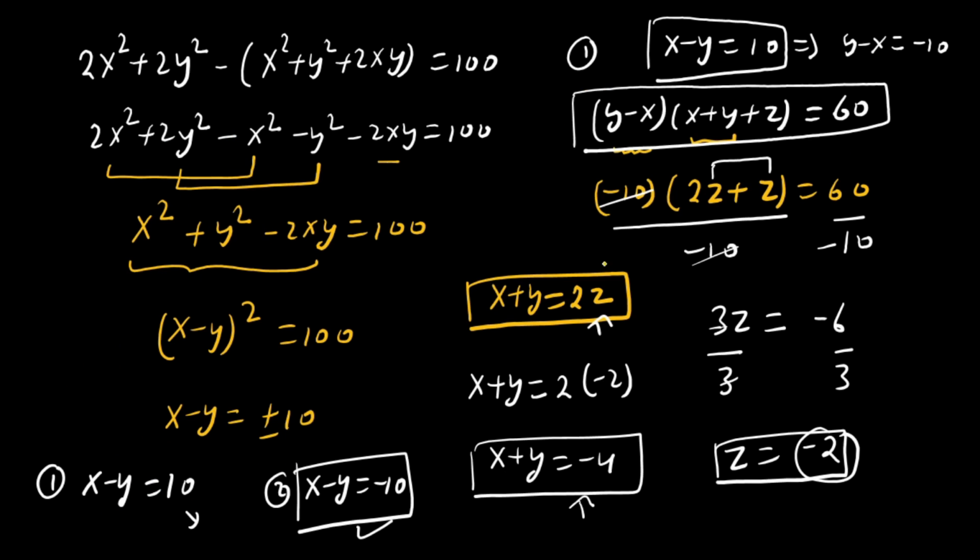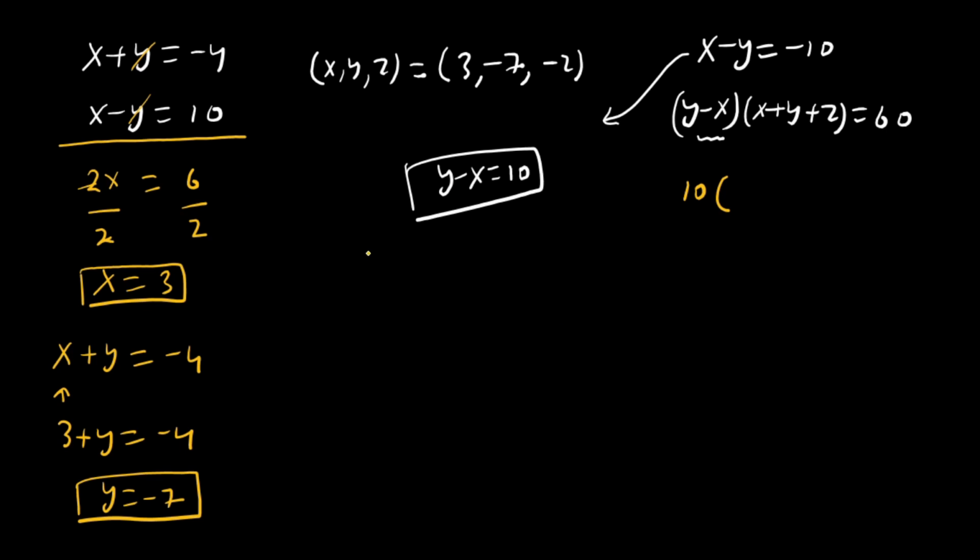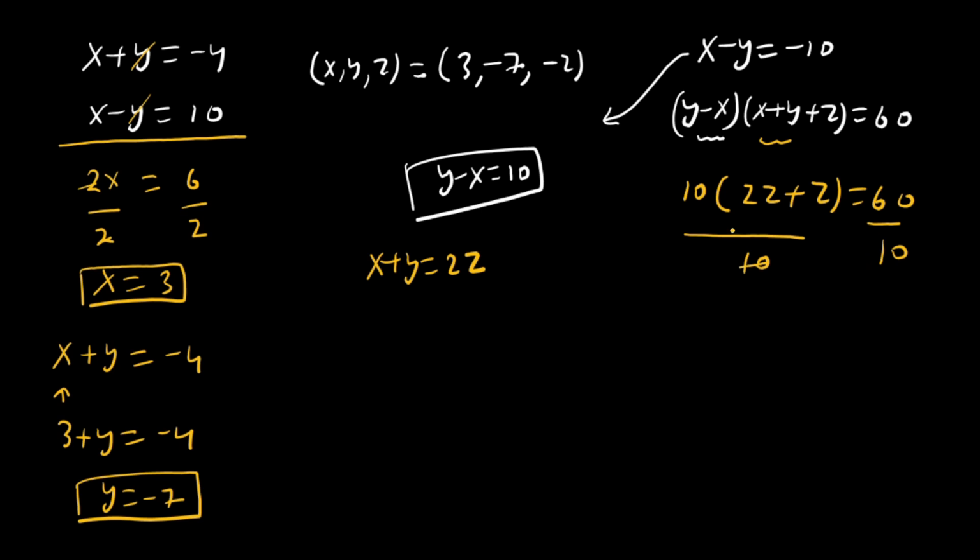And here we know that x plus y is equal to 2 times z, then this x plus y is replaced by 2 times z plus z, and this is equal to 60. Now if we divide both sides by 10, then this 10 and this 10 cancel out. 2 times z plus z, that is 3 times z, is equal to 60 over 10, then we get 6. Now if we divide both sides by 3, then z is equal to 2.